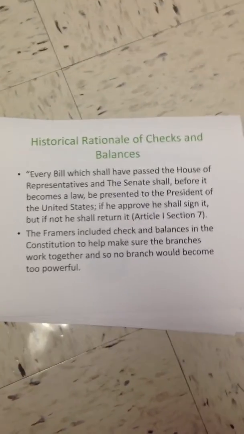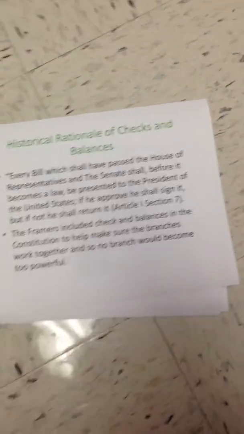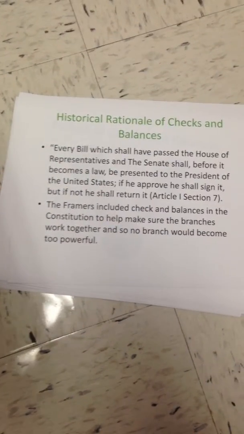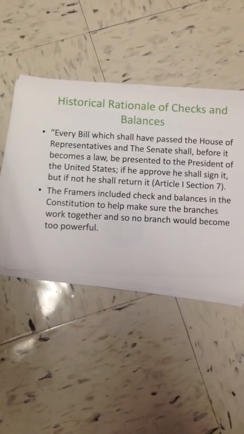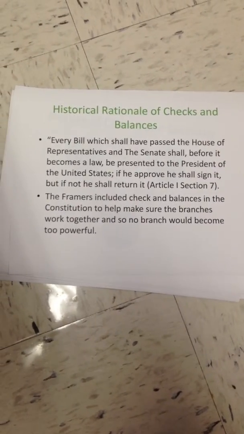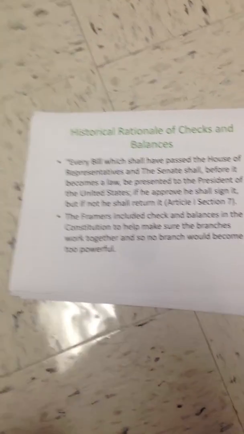The framers included checks and balances in the Constitution to help make sure none of the branches became too powerful. In the past experience, King George had all the power and the people had no say. For example, in order to get a job you had to listen to the king, and he deprived us of benefits of trial by jury.